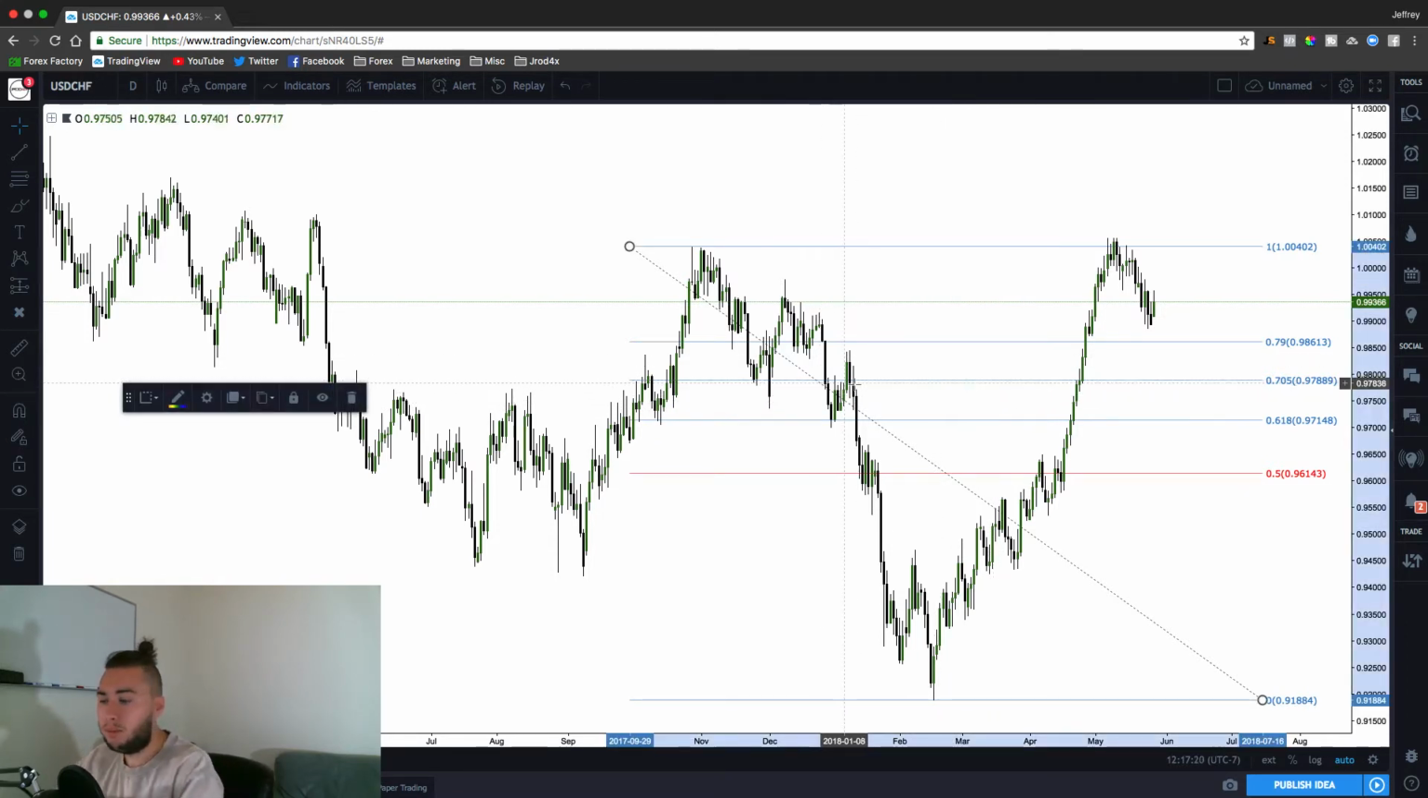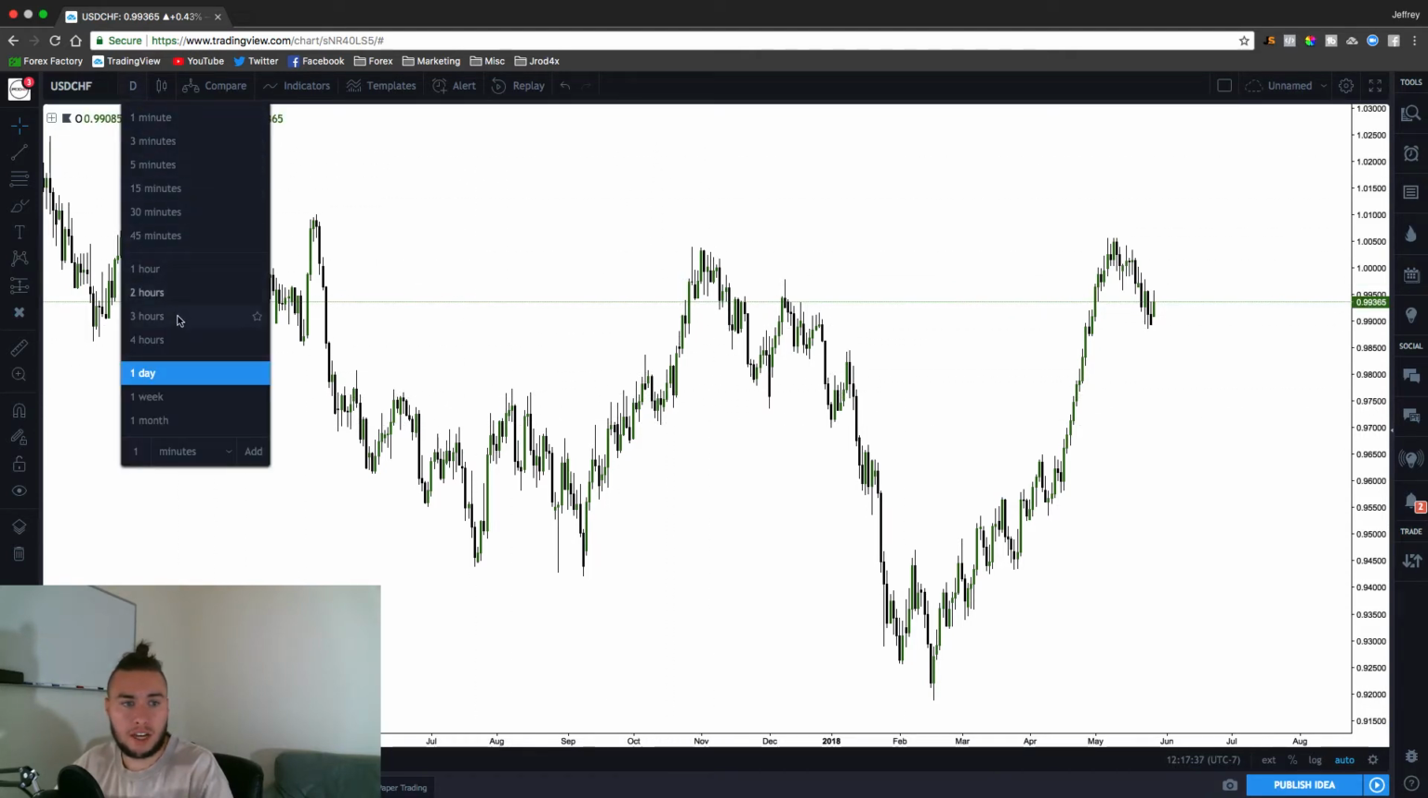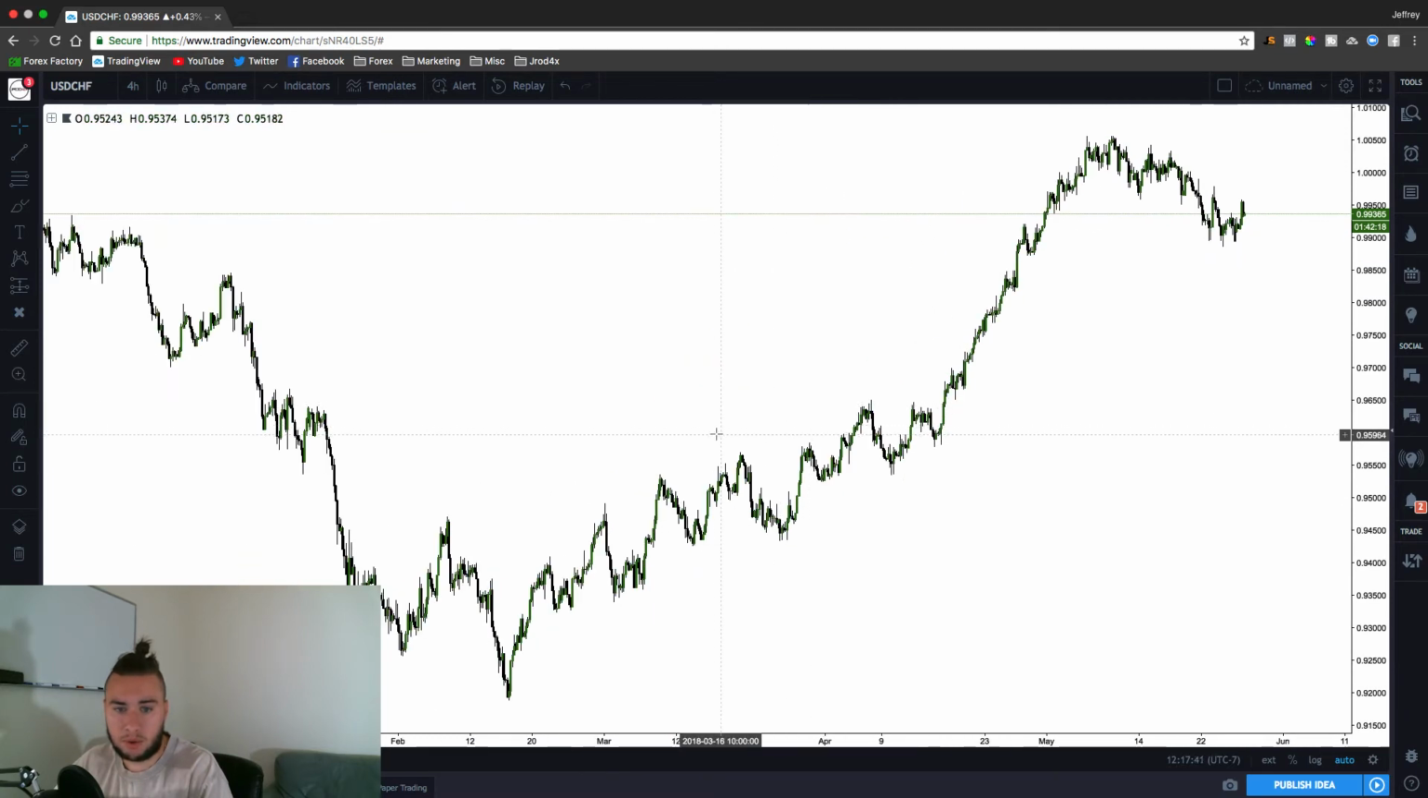But the key with mastering Fibonacci is you actually have to use it after there's been a breakout or a break in structure. If you guys don't know what that is, we're going to go ahead and go over it right now. So on a daily time frame, there's nothing clear, so I'm going to actually show you guys some examples on a 4-hour time frame.